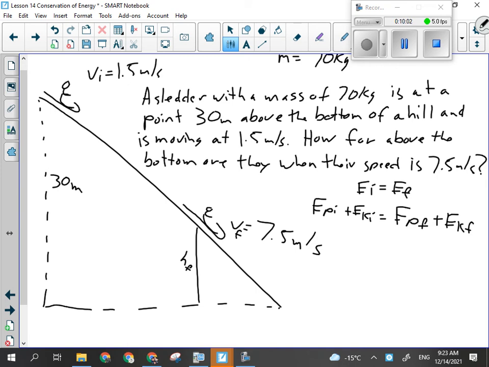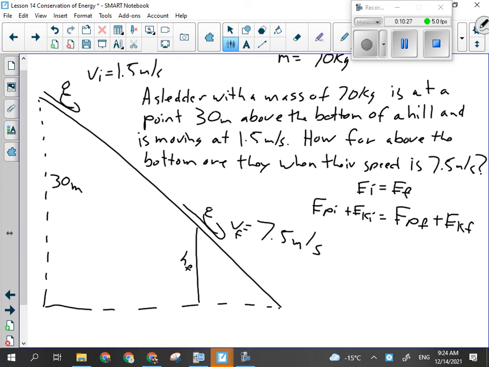I'm starting at the top of the hill, yes. Do I have initial kinetic? I'm moving at 1.5 at the top of the hill, yes. At the end, looking for a final height. If they're asking me for the final height, I have to assume it's not zero. So yes, I have final potential energy. And if I don't, I'll find out, because it'll work out to zero when I do the calculations.